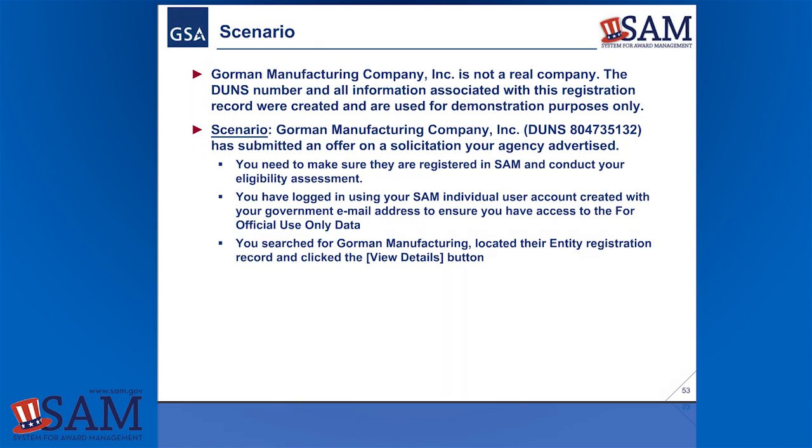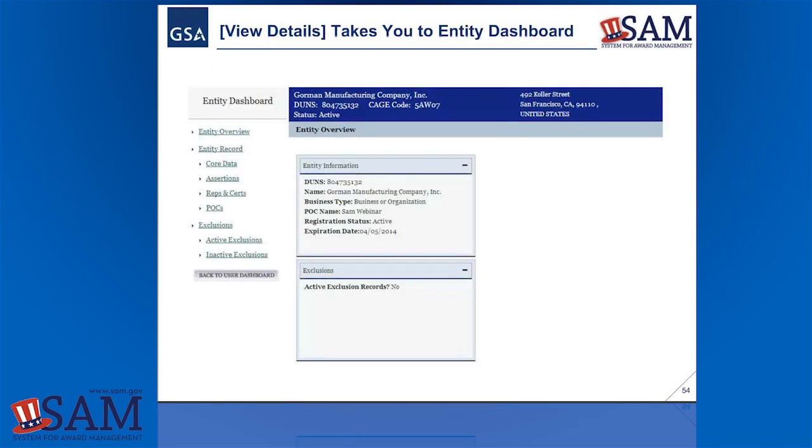So you want to confirm their registration status. They've bid on the solicitation that you had out on FedBizOps. You've logged in and you've found them. Now you're going to look at their view details. When you click view details, it takes you to this first page. You've got two quick portlets, two little boxes there that have summary information for both functional areas within SAM. And then you've got a series of links down the left side, this navigation within the record itself.